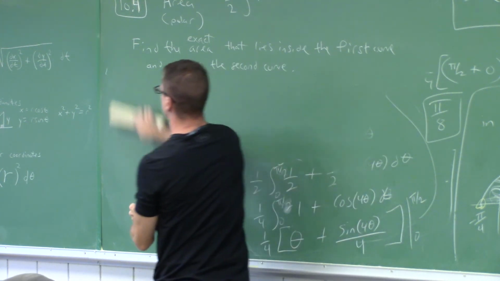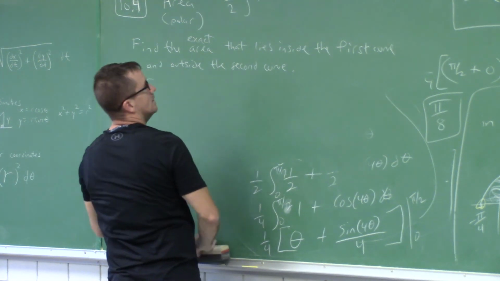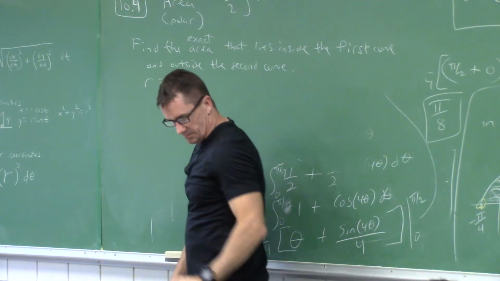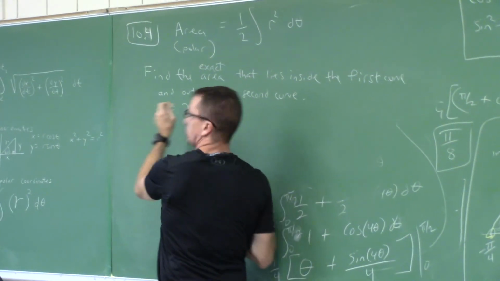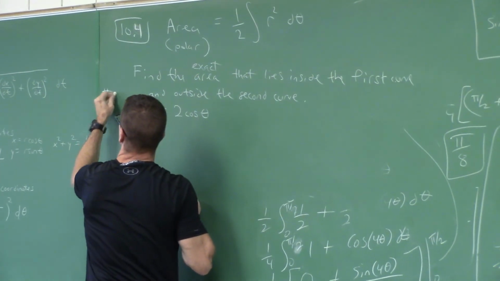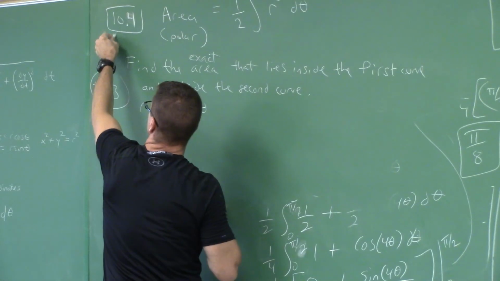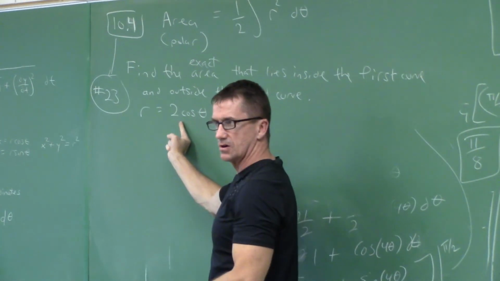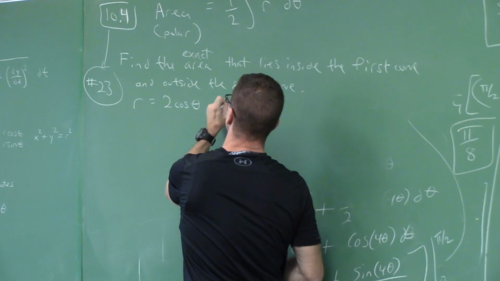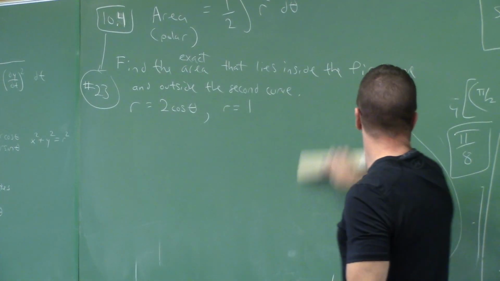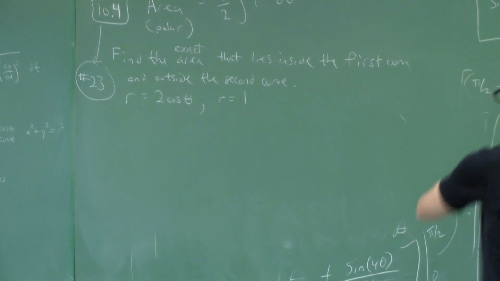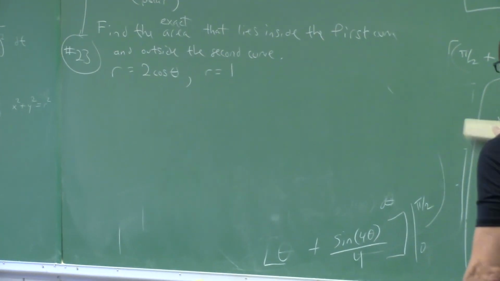Here's the first curve, r equals 2 cosine theta. Oh, by the way, I'm taking number 23. This is in section 10.4. That's the first curve, and this is the second curve, r equals 1. Okay. So I'll get this out of the way. We won't need that.